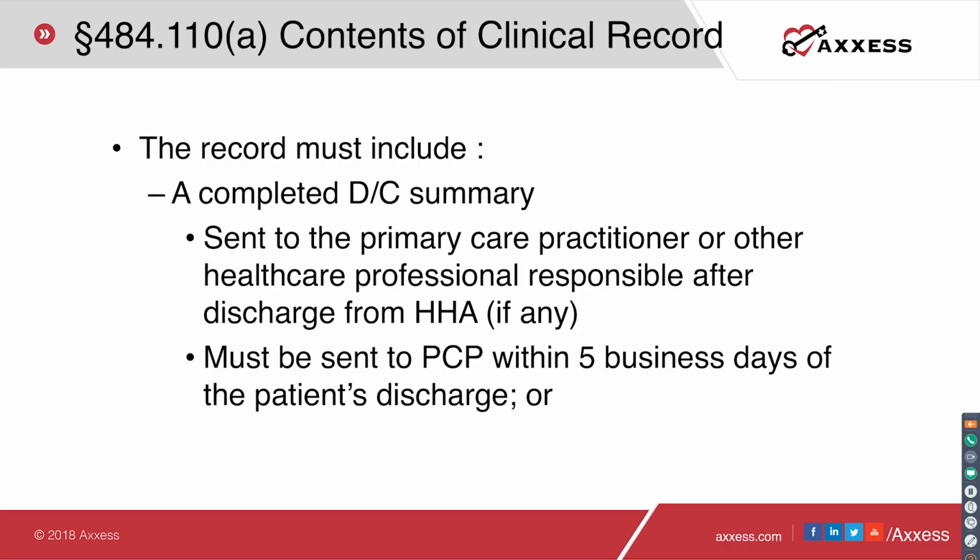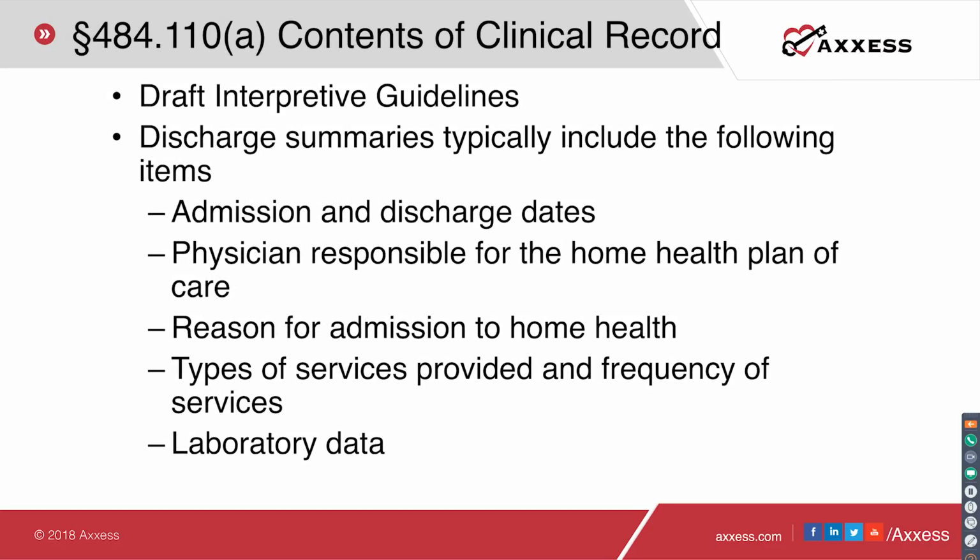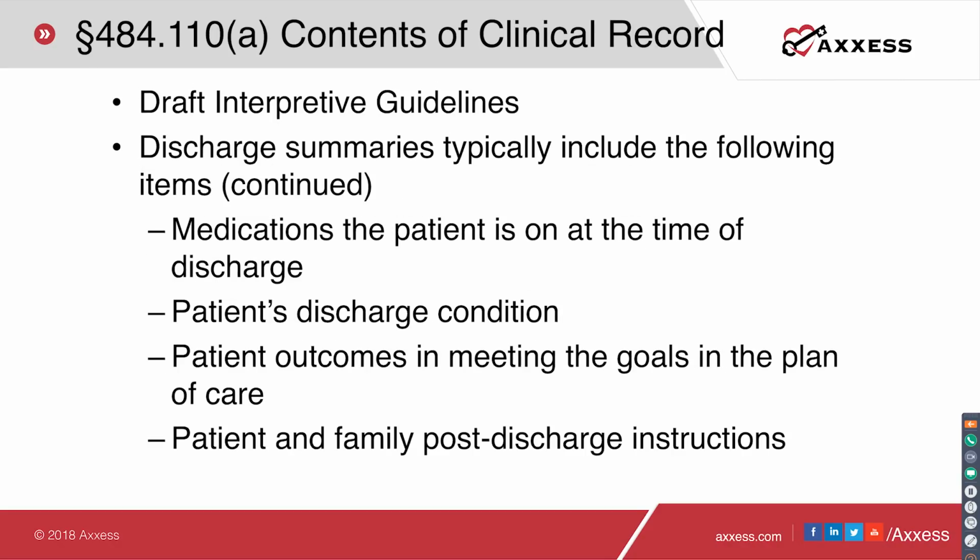The discharge summary typically includes the following items. You have your admission and discharge dates, the physician responsible for the home health plan of care, the reason for admission to home health, the types of services provided and the frequency of services, any lab data, any medications the patient's on at the time of discharge, the patient's discharge condition, the outcomes in meeting the goals in the plan of care, and then the patient and family's post-discharge instructions. And again, Sean's going to tell you about some functionality for that discharge summary this afternoon.